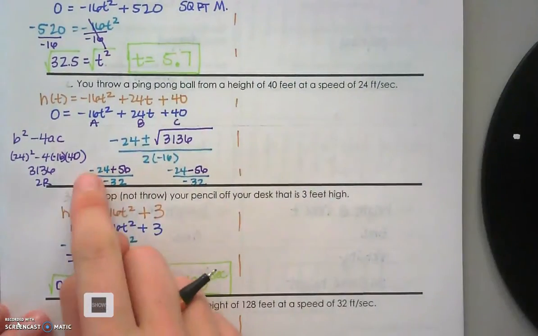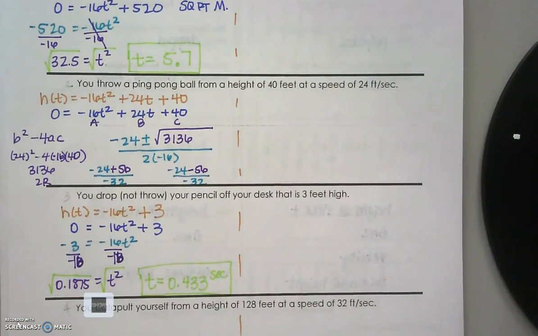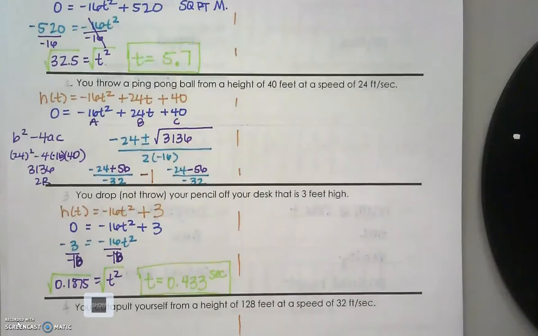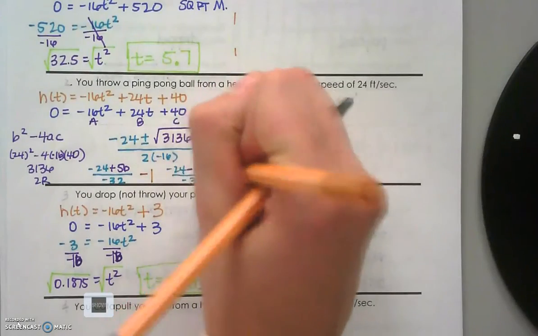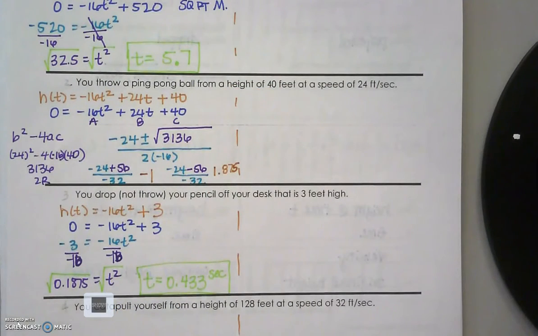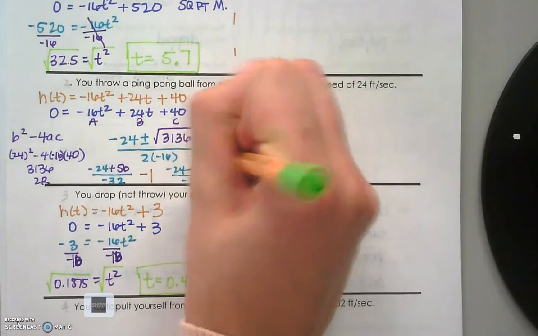So in your calculator, type in the top row first and then divide it by negative 32. So negative 24 plus 56, get an answer. Divide it by negative 32. That gives me a negative 1. Negative 24 minus 56, if I divide that by negative 32, this gives me 1.875. So if I'm trying to find how long or at what time it takes for it to hit the ground, which one's going to be my most appropriate answer? The positive one.